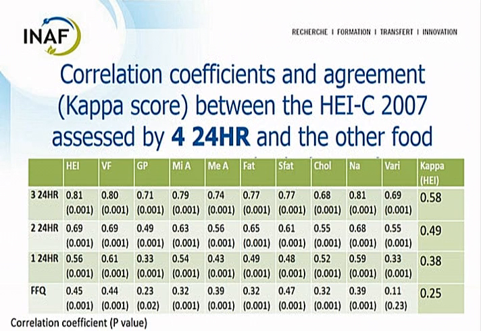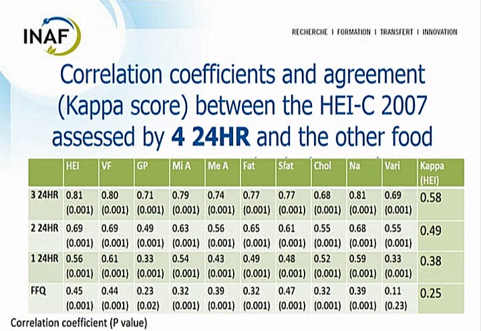And lastly, here you can see the agreement analysis between 4 days of 24-hour recalls and the 4 other techniques. As you can see, for the total score and all the components, there is a significant and positive correlation. However, we can see that the coefficient is affected by the number of 24-hour recalls, and it's poor for the food frequency questionnaire. And the last column shows the kappa score, which indicates the agreement between quartile classification.